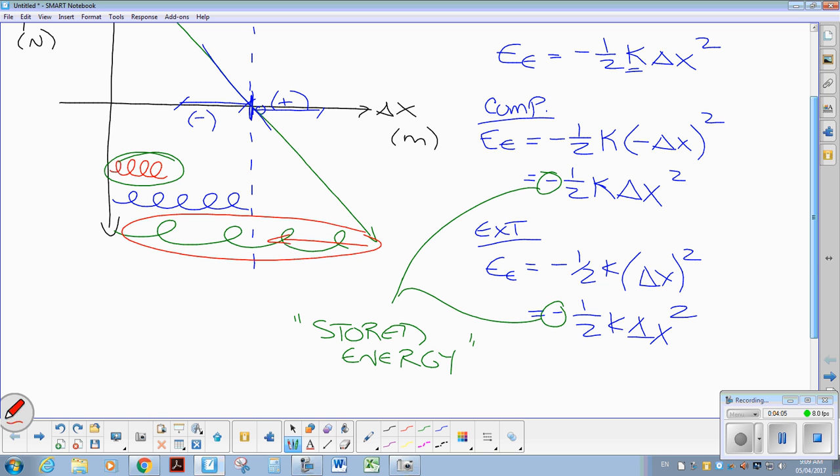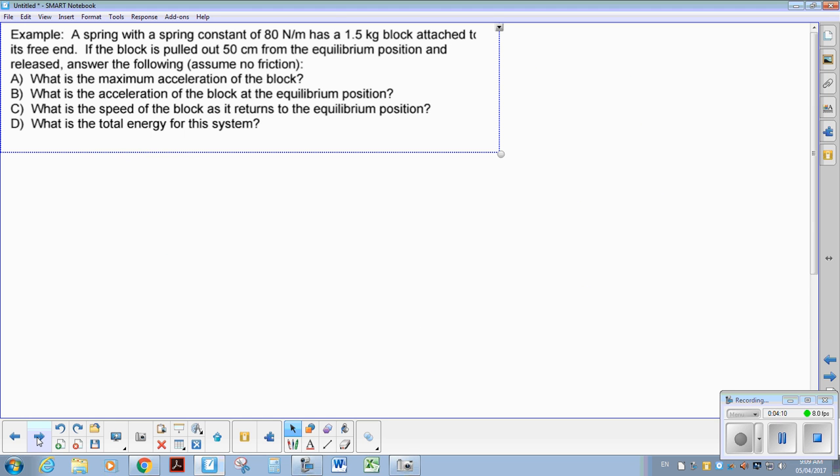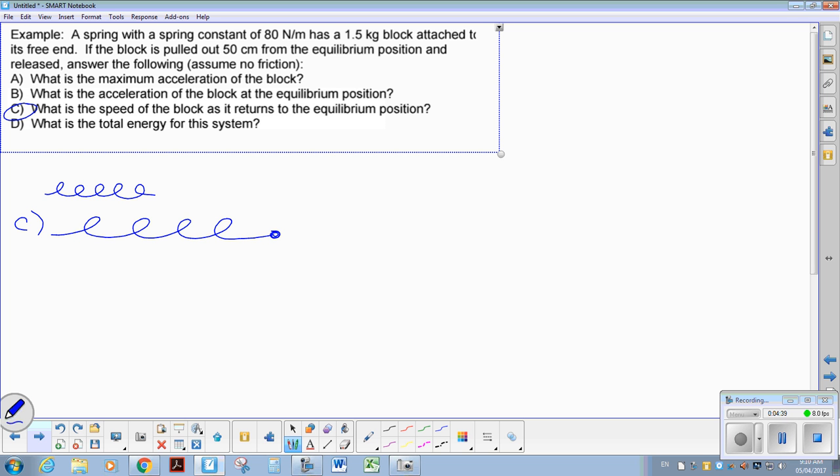All right. What gets confusing is when you want to apply it to a situation. The example I was looking at was from the note, and it's specifically part C. In part C, what's the speed of the block as it returns to equilibrium position? So was this spring stretched or compressed? The block is pulled out, so it was extended. So if this was my original spring, and then in part C it got stretched, it has stored energy.